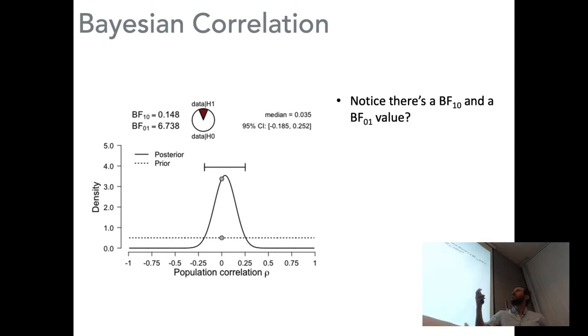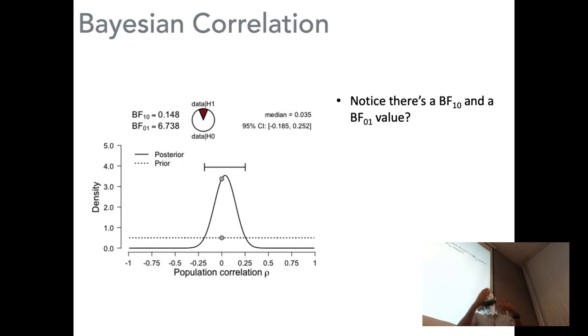And you'll notice that there's both a BF10 value and a BF01. The one is basically the inverse of the other, so they essentially mean the same thing. BF01, the 0 equals the null, is basically saying the relative evidence for 0 compared to 1, so null compared to alternative. And BF10 is the relative evidence of alternative compared to null. These things both mean the same.